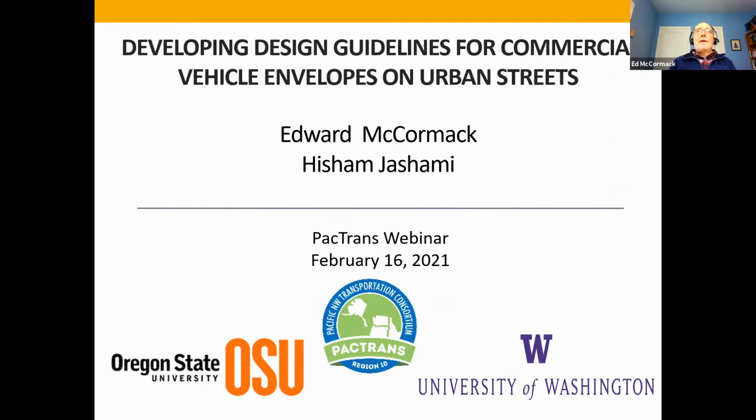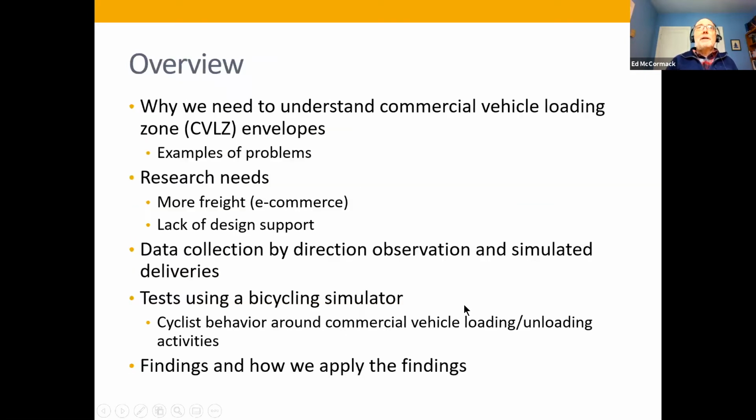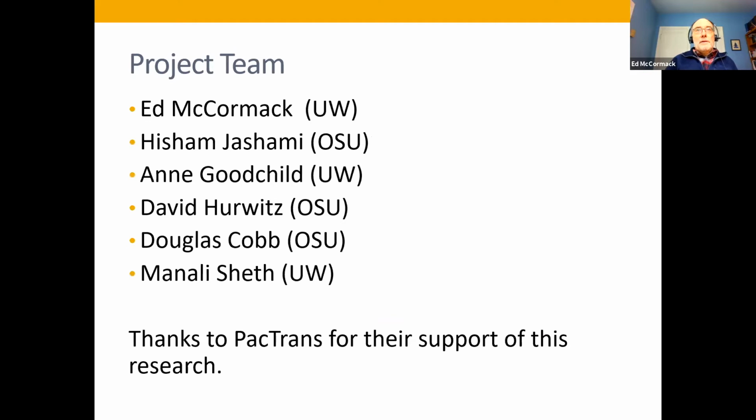So we're going to be talking about envelope, which is the space that you need around a vehicle to unload freight on an urban street. This project, as with a lot of these research projects, had a number of us working on it. In addition to myself and Hisham, Goodchild and David Hurwitz were co-PIs, and we had a couple of great students, Douglas Cobb and Manali Seth, that worked on this. I also want to thank PacTrans for the support of this research project.